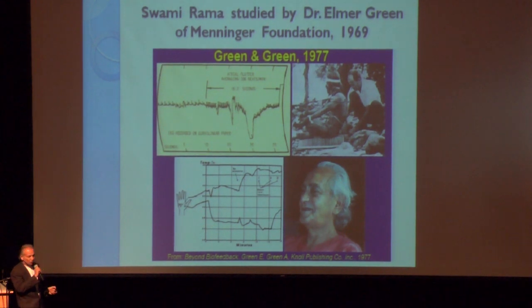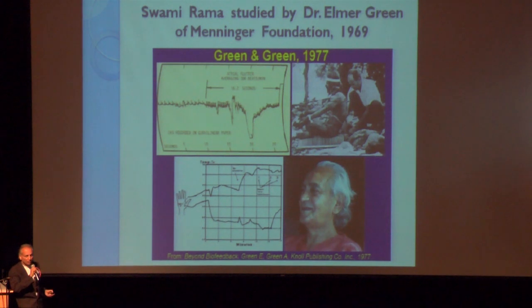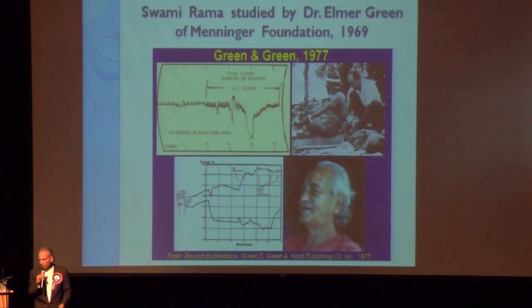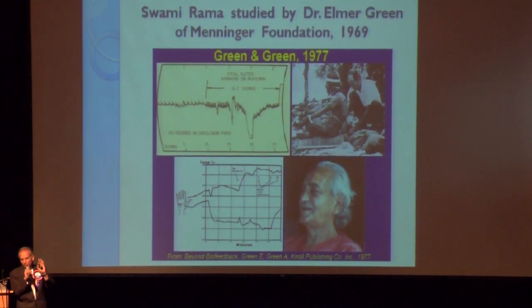This is the first Western evidence, of Swami Rama at the Himalayan Institute, 1969. He voluntarily stopped his heart in front of a physician, Dr. Elmer Green. But when he did an EKG, we found it was atrial fibrillation. It was not a total cardiac stop, it was atrial fibrillation. But what he did at the time, our hand has two arteries, the radial artery and the ulnar artery. He could selectively shut down the blood flow in one of the arteries.